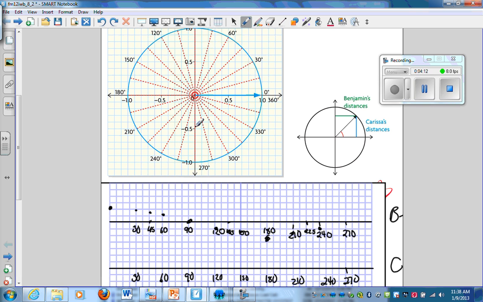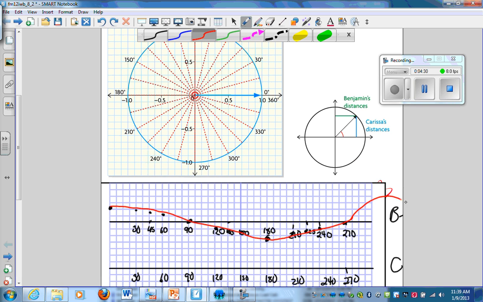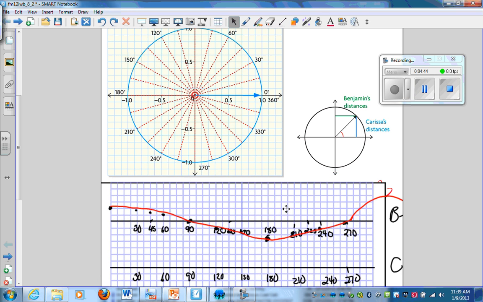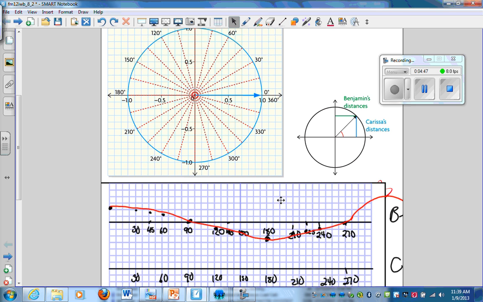And guess where I'm going to be at 270? 0. Okay? I should have done this in a different color, but you can see that my graph goes down, and then it comes back up. And guess what? As we continue going, it's going to follow that same pattern of going up and down. Okay? Now let's look at Carissa. Carissa's looking at the y values. And I will do this one in red so we can see it a little bit.